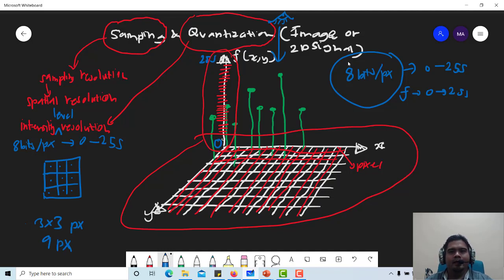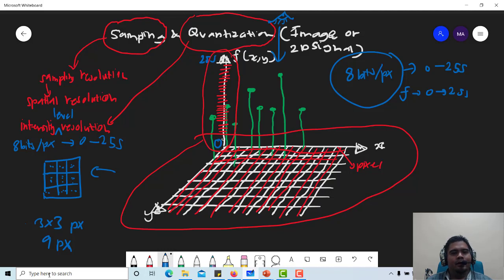I hope you can differentiate between sampling resolution, spatial resolution and intensity level resolution. The spatial resolution is the one you always find in your digital camera. When we talk about 50 megapixels, it means you have 50 million pixels in one image. In my case here, only 9 pixels. That is your spatial resolution.